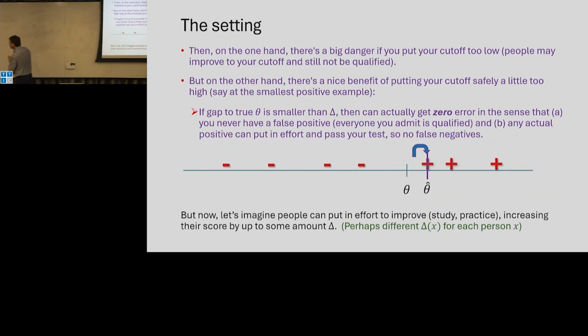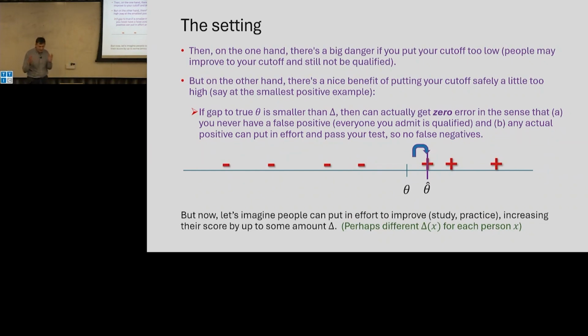So this is the model we'll look at, a model where agents want to be classified positive. They can put in effort to do that. And so there's a potential to do something that you can't normally do, which is actually get zero error, by, for instance, safely putting your threshold higher than the correct value, but not too much higher, so that everybody in the error region can actually improve to your value, and then you won't make any mistakes. Maybe you made the threshold higher than you had to, but that's okay.